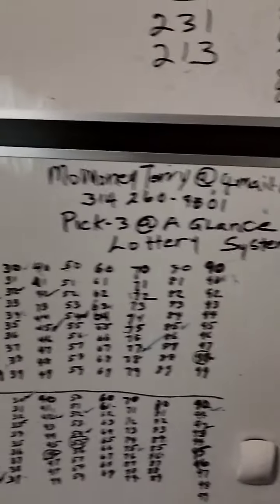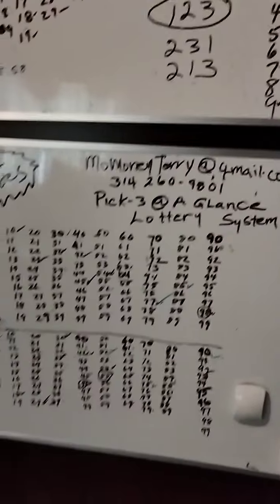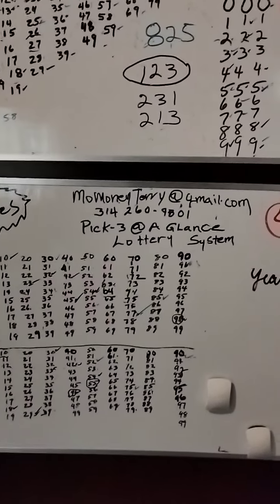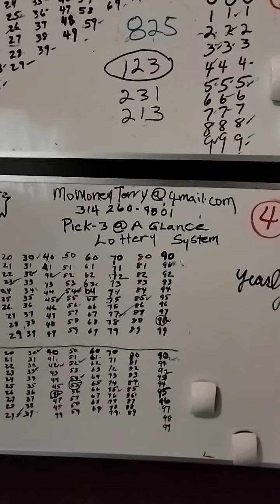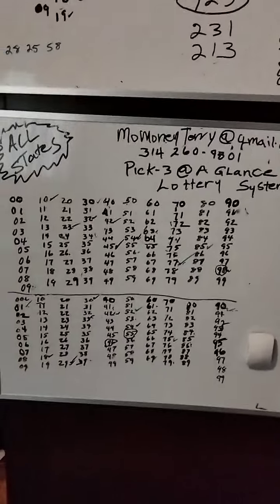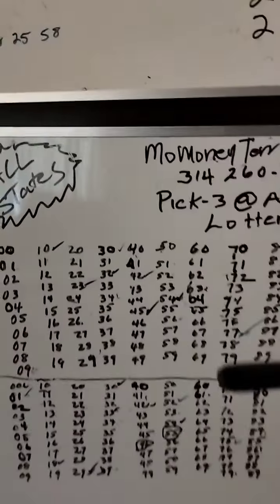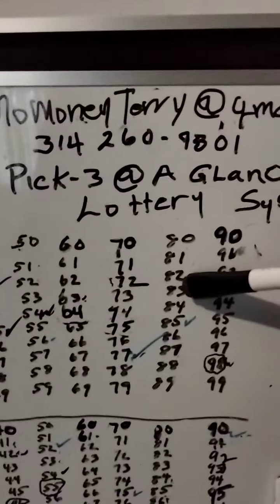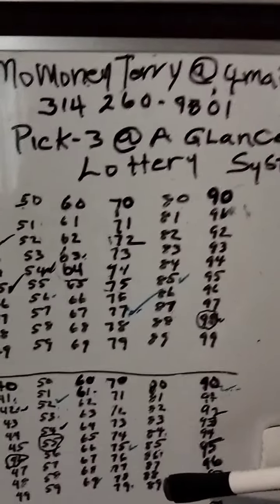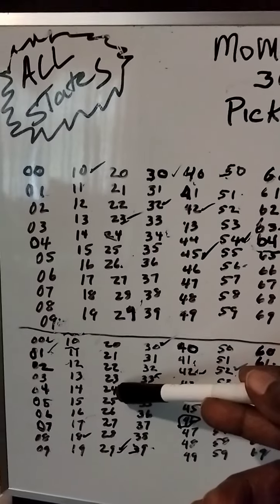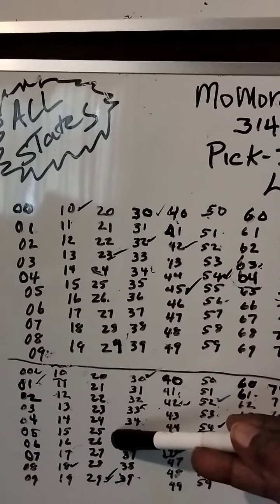Okay, then we have strategy number 4. Strategy number 4, I track the front pair and the back pair. Not just the pairs, but I track the front pair and the back pair. And the way I do that, okay, that 8-2, I go here, I mark off the 8-2, and I go down, I mark off the 2-5, right there, 2-5.